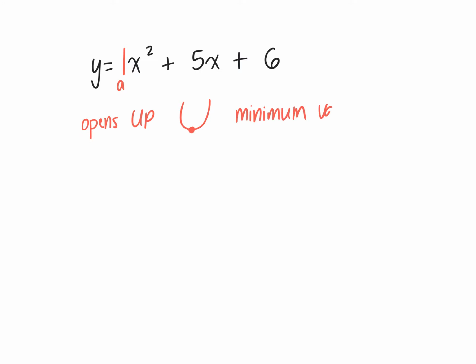Okay? So we know 2 things about this so far. It's in standard form, so this is A, this is B, and this is C. What does C tell us? C tells us the y-intercept. So what is the y-intercept of this quadratic relation? 6. 0, 6, right? Those 2 things we understand?